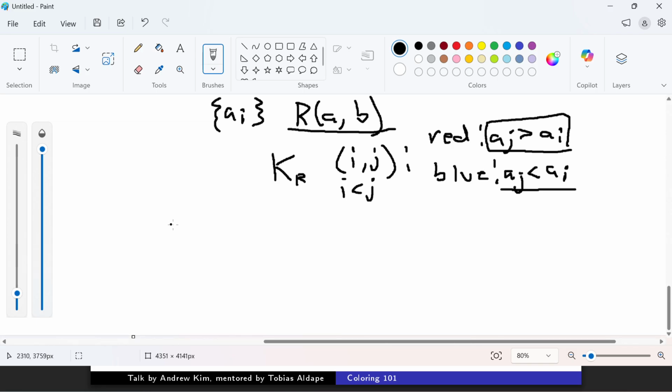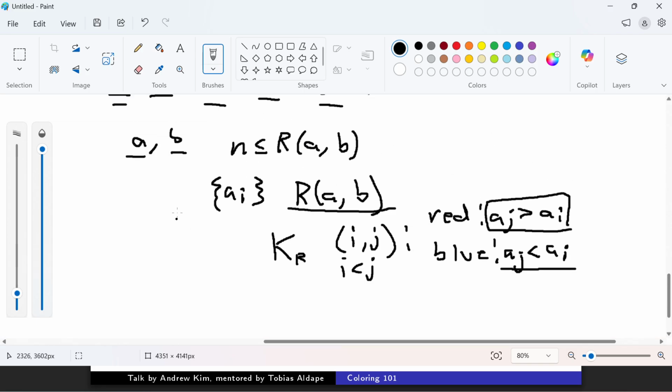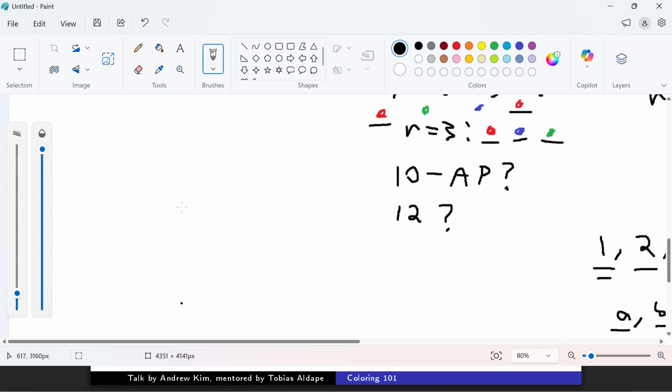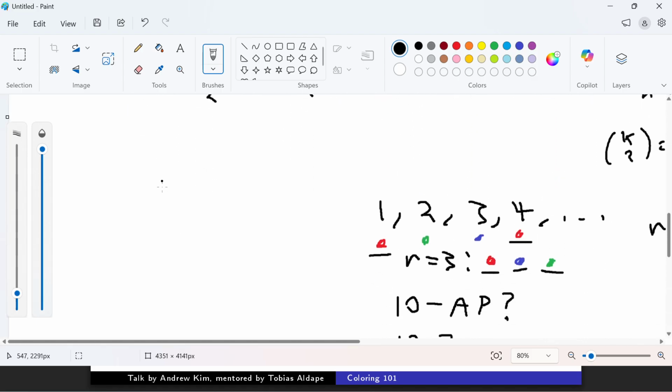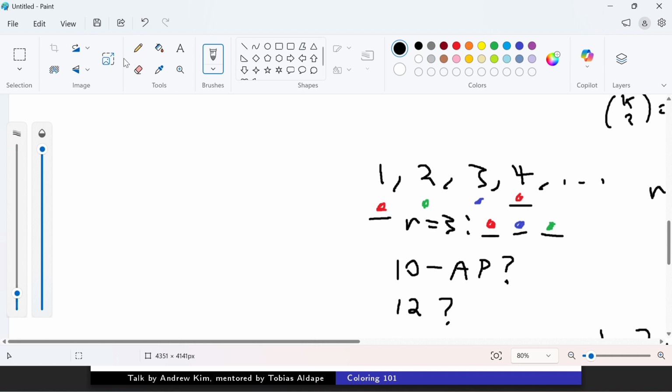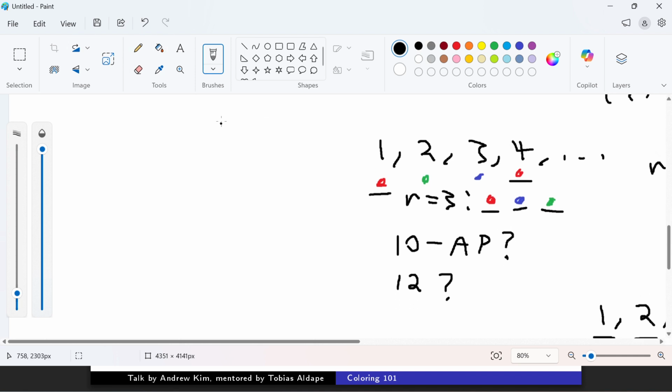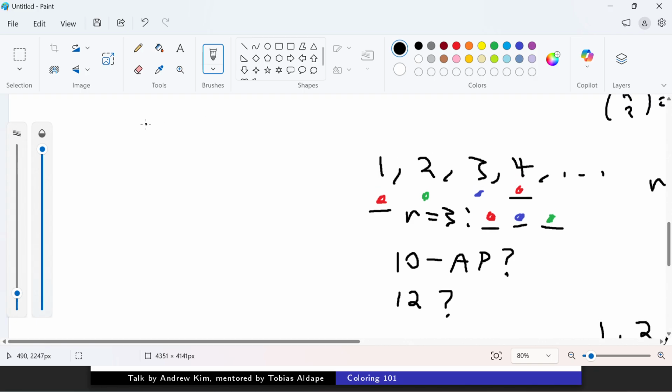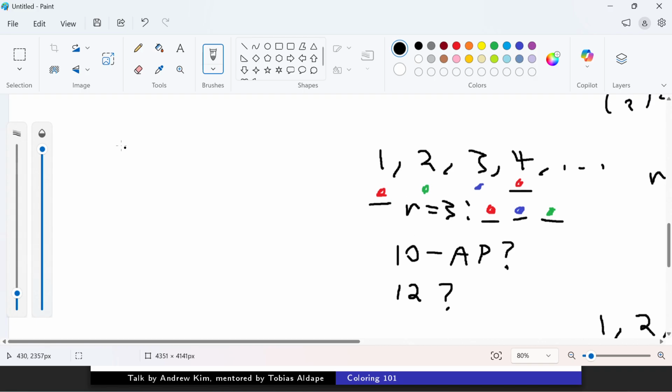But we can actually do much better than that, because remember that R of A, B is exponential in A and B. We showed that in the earlier section, the Erdős probabilistic method section. My bad. But we can actually do much better. We can get a bound on the order of A times B. And that bound is actually going to be (A minus 1) times (B minus 1) plus 1.